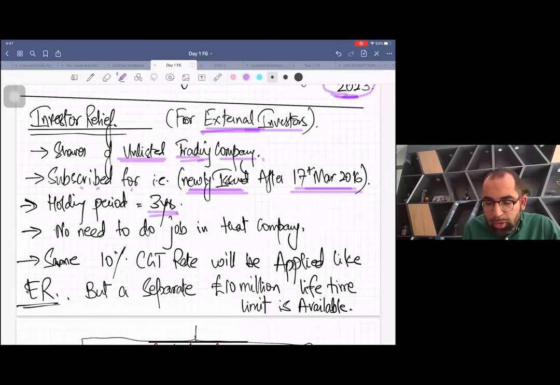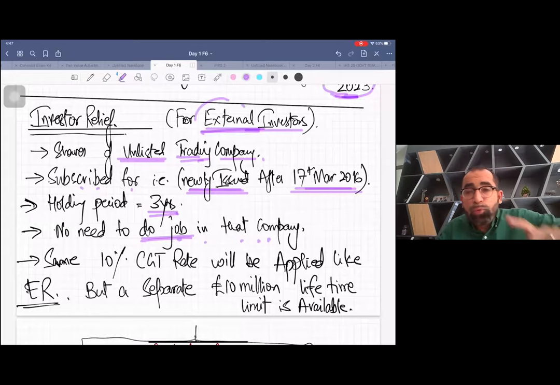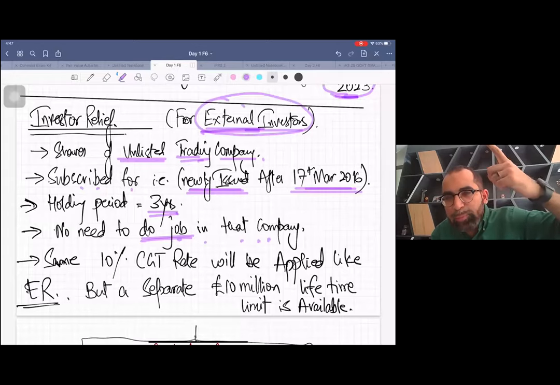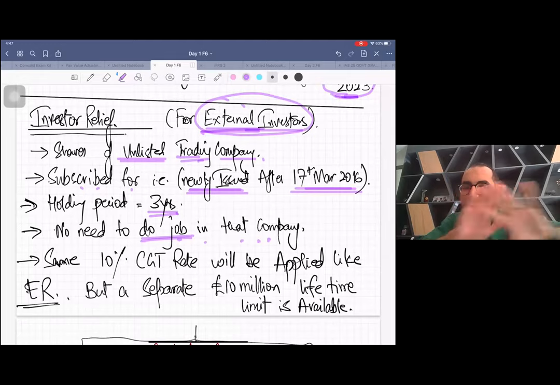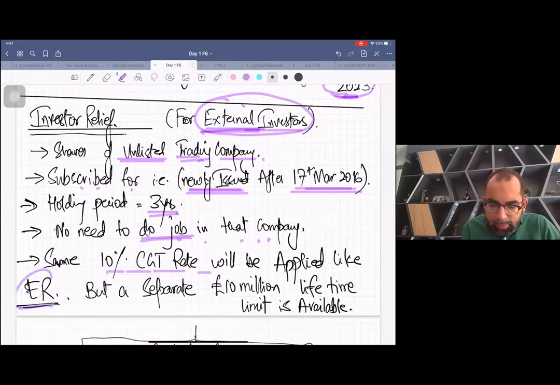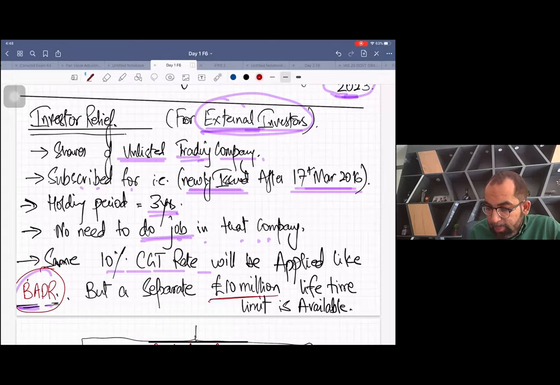No need to do a job. That's why I have written here external investors. For BADR, you must be doing a job, but for investor relief, no need to do a job. Okay. The same 10% CGT rate will be applied like entrepreneur relief. Entrepreneur relief is no more, now it's BADR. But a separate 10 million lifetime limit is available.